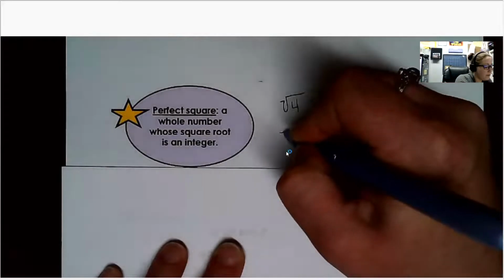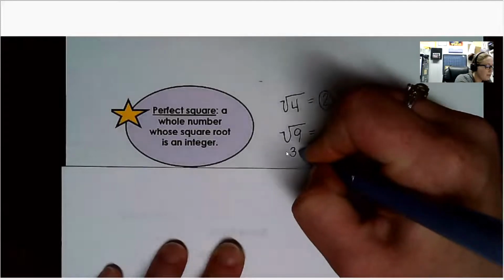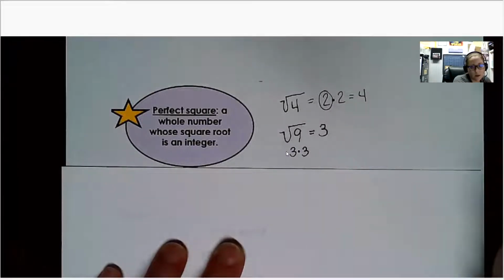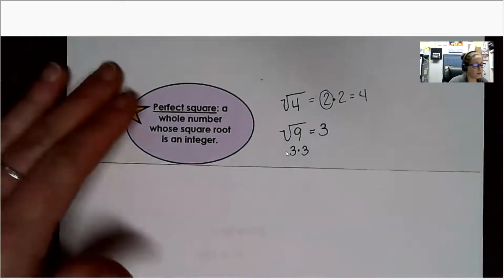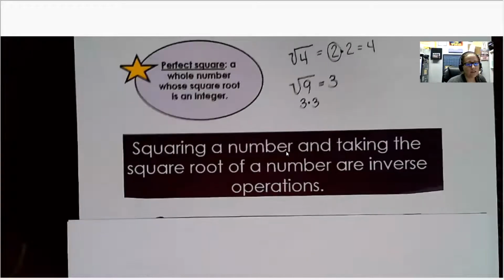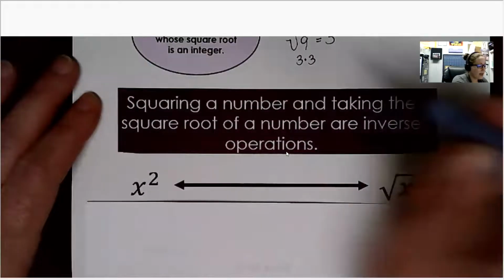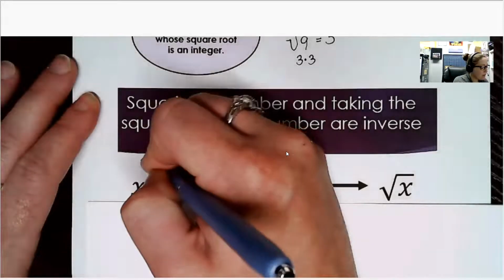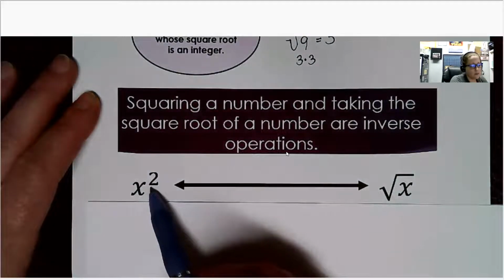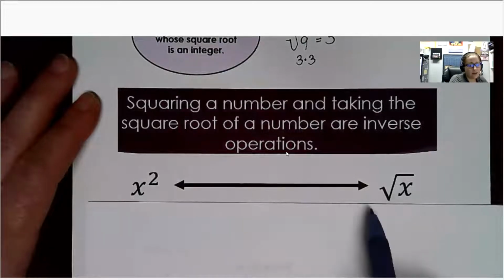Another example would be if you have the number 9. We could say, okay, 3 times 3 will give us 9. So we would say the square root of 9 is 3. One thing to keep in mind as you're finding square roots is that squaring a number and taking the square root of a number are inverse operations. So if I have x squared, in order to find the inverse operation of this, we would just find the square root of x.